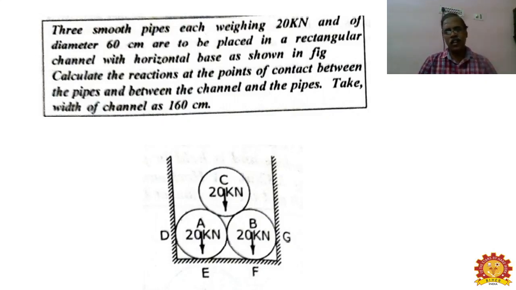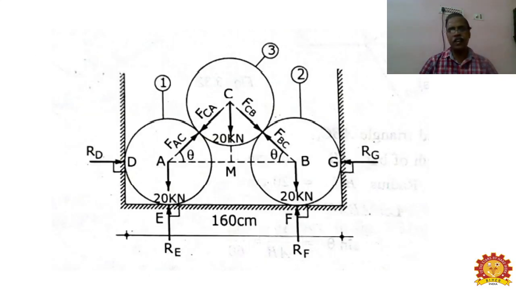In the diagram itself, one thing you have to notice: the distance between the channel walls D and G is 160 centimeter, but the diameter of each cylindrical pipe is 60 centimeter. So both diameters come to only 120. It means you should be very clear that the cylindrical pipes A and B will not be in contact. Only cylinder A with C, and B with C, will be in contact. So there will be a gap between A and B, and that is what is meant to confuse you. They have given the diagram, and your free body diagram will be drawn like what you are seeing on the screen.